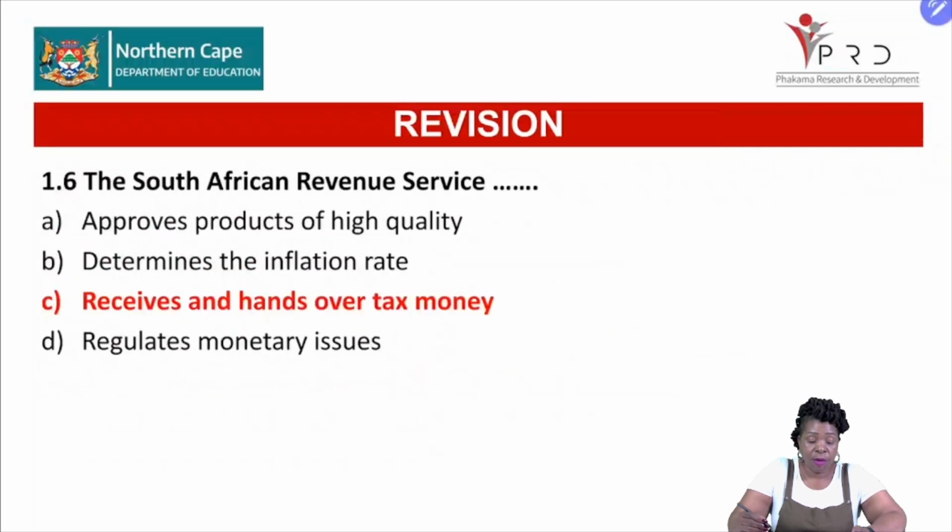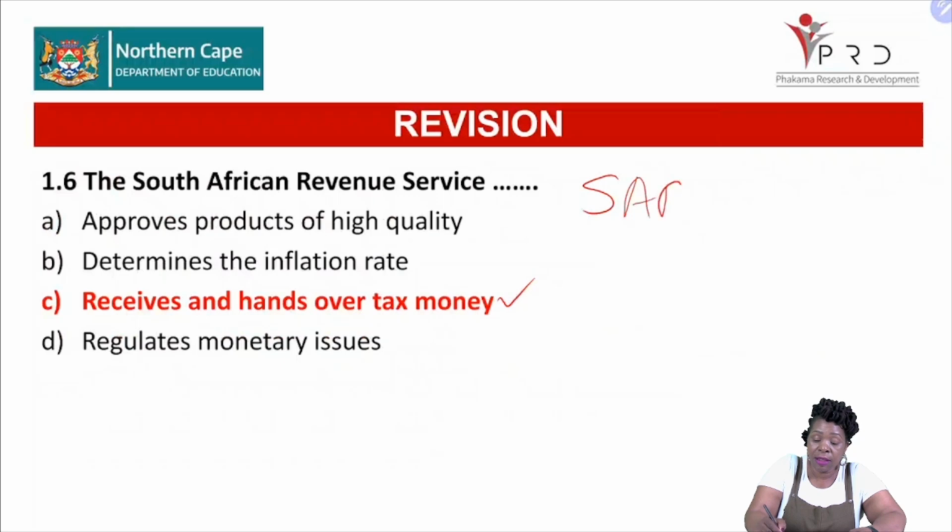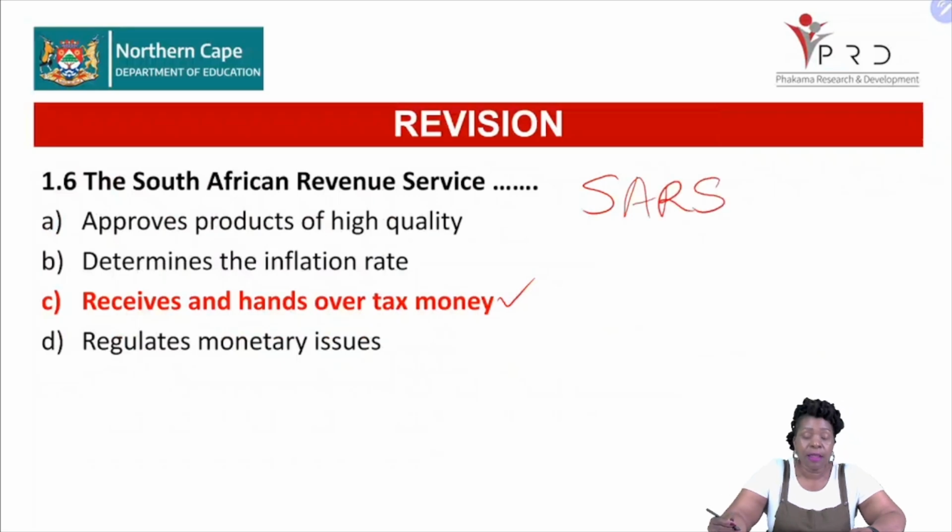Right, and then 1.6 says the South African Revenue Service. What does it do? It receives and hands over tax money. So our answer is C there. South African Revenue Service is SARS, right? They receive and hand over tax money.